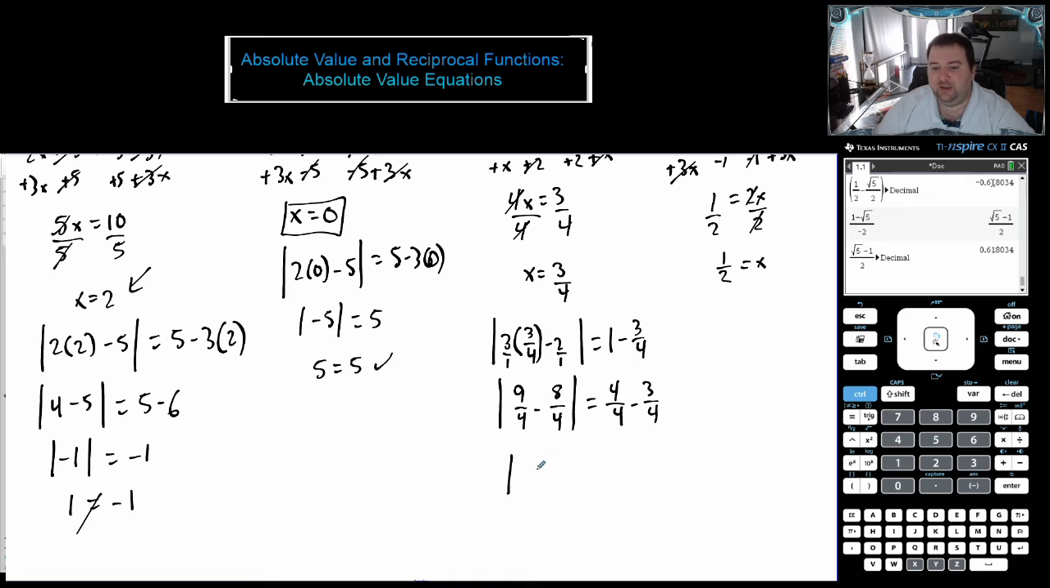All right, what's 9/4 minus 8/4? Well, 9 minus 8 is 1. That's 1/4. What's 4/4 minus 3/4? 4 minus 3 is 1. That's 1/4. Not so bad when you know how to work with fractions.